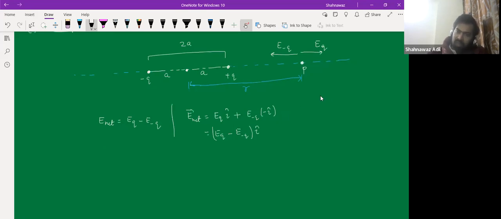Okay, and if we remember the electric field due to a point charge, so this is some charge Q, and this is some distance r. We are calculating the electric field at this point. So what would be the electric field at this point? What is the electric field at this point?